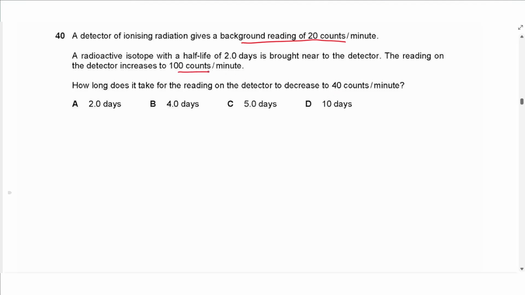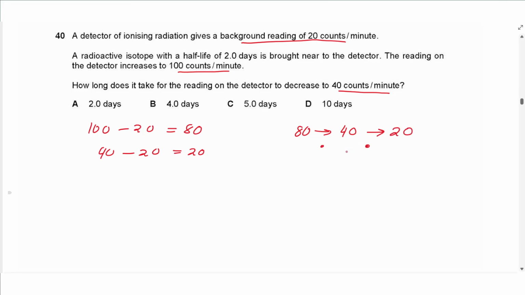So if we have the initial and final count rates and also we have background, first we need to subtract the background. 100 minus 20 gives us 80, and 40 minus 20 gives us 20. And then we divide by 2 until we reach the final value. So 80 divided by 2 gives us 40, divided by 2 again gives us 20. So we passed 2 half-lives. Each of them is 2 days long. So 2 days plus 2 days gives us a total time of 4 days. So the answer is B.